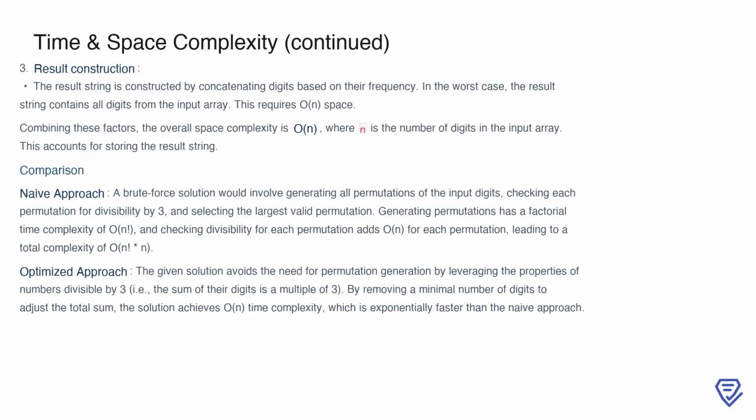In contrast, the optimized approach avoids generating permutations by leveraging the mathematical properties of numbers divisible by 3. It uses a minimal adjustment strategy to achieve O(n) time complexity, making it exponentially faster than the naive solution.